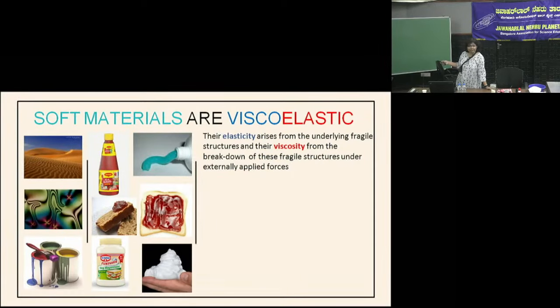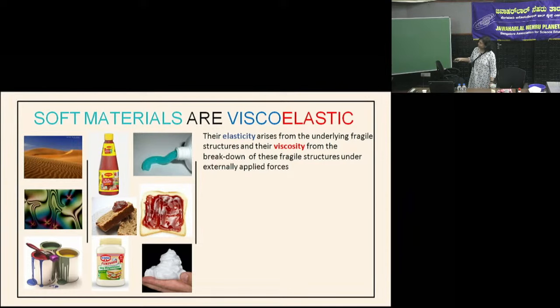Okay, so soft materials are viscoelastic. Why? Visco comes from the word viscosity, so that is the liquid-like behavior. And elastic comes from the word elasticity, that's the solid-like behavior. Like I told you, these materials are simultaneously solid and liquid. I'm going to show you all of them.